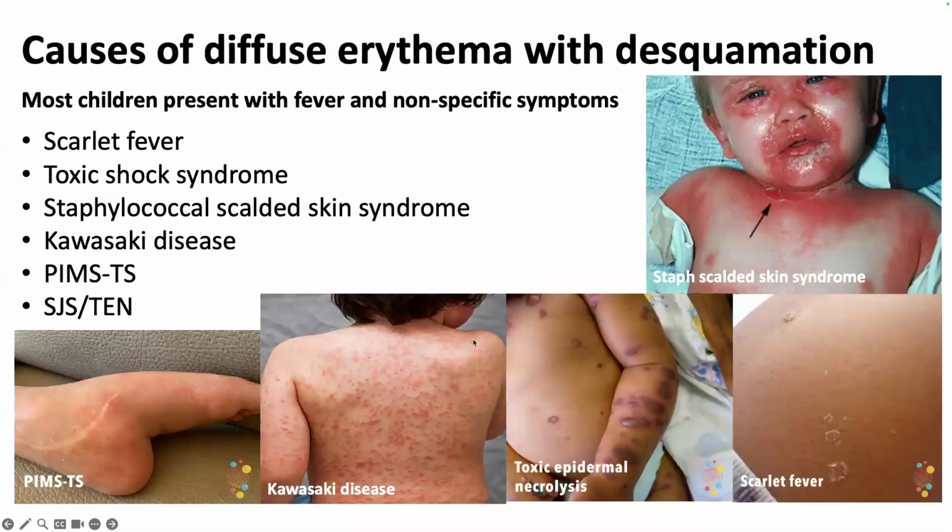And then causes of lots of erythema and then peeling of the skin. That could be things like scarlet fever, so group A strep, toxic shock, which can be staph, or staphylococcal scalded skin, where you get these raised areas and then peeling. Kawasaki disease, PIMS-TS, that feels a little bit out of date now. This was a phenomenon that occurred post-COVID when COVID was first around, but it seemed to be something that happened the first time that you got COVID. And then otherwise, Stevens-Johnson syndrome or toxic epidermal necrolysis, which is a post-drug reaction.